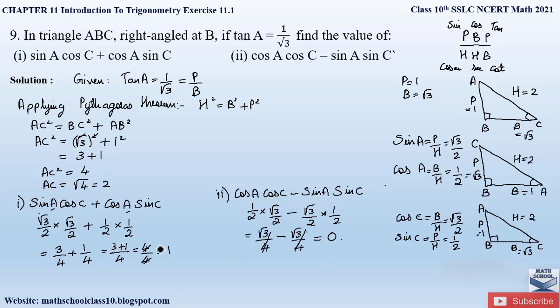Right? So the first part of the question answer is 1 and the second part of the question answer is 0. You have to just consider the acute angle according to the question. Here we have taken acute angle as angle A and then we took the acute angle as angle C. So accordingly you have to change the figure and bring the acute angle at the base, and then you have to find out the respective trigonometric ratios. So this is how we solve this problem.